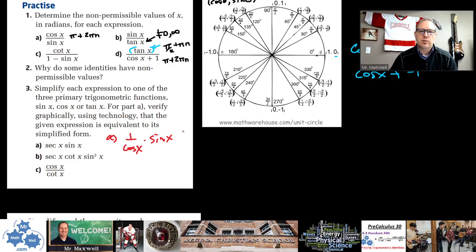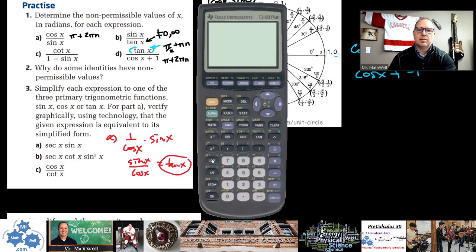As we simplify this, this is sine over cos, right? Sine x over cos x, which is tan x. There you go, for A. And verify graphically. Okay, we can do that. Let's get to the calculator here. I'm going to clear what I have. There's no secant button on your calculator, remember, so you have to do 1 divided by cos x.